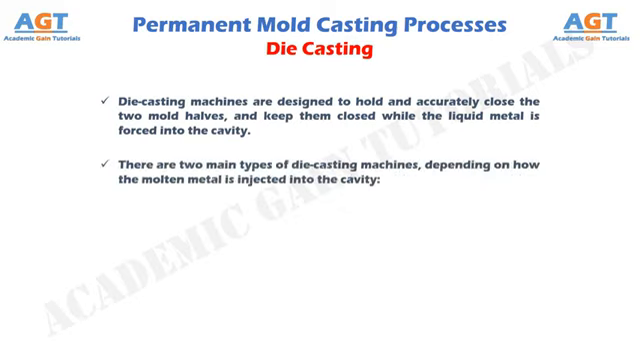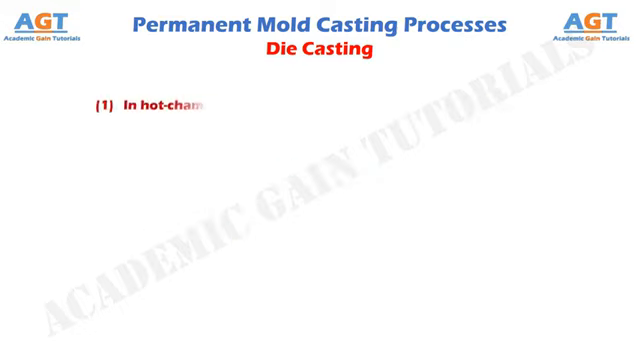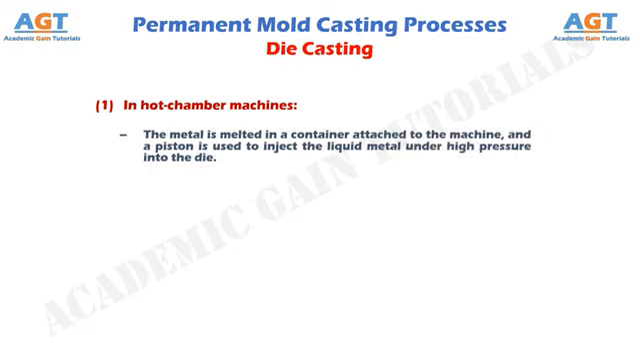There are two main types of die casting machines, depending on how the molten metal is injected into the cavity: hot chamber and cold chamber. In hot chamber machines, the metal is melted in a container attached to the machine, and a piston is used to inject the liquid metal under high pressure into the die. Production rates up to 500 parts per hour are not uncommon.